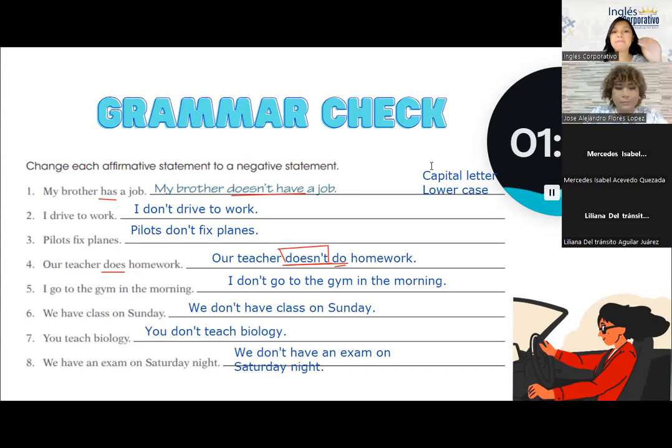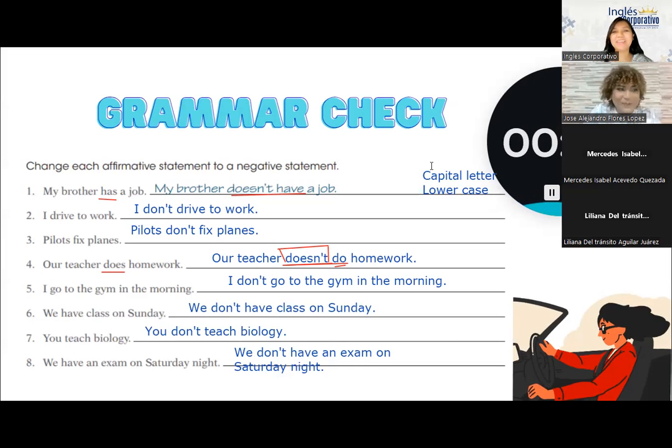My mom doesn't eat fish. I do not work tomorrow. My dad doesn't play soccer. Perfect, Jenny. I don't study with my classmates. Alexandra, la letra mayúscula al principio. Doctors don't sleep very well. She doesn't do the shopping. I don't speak English. Yes, you speak English.